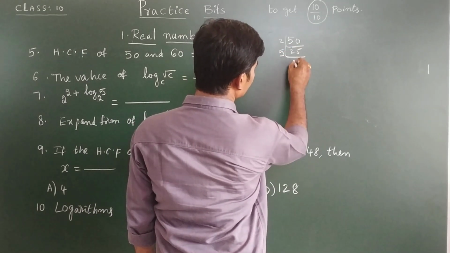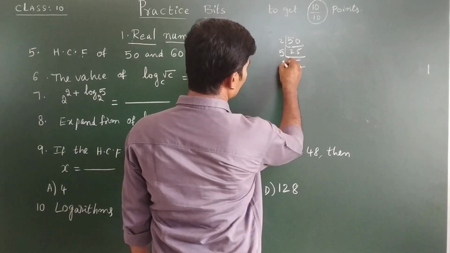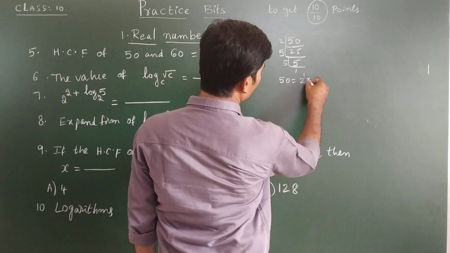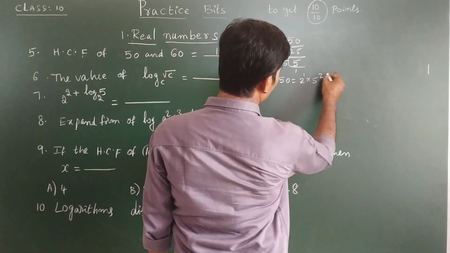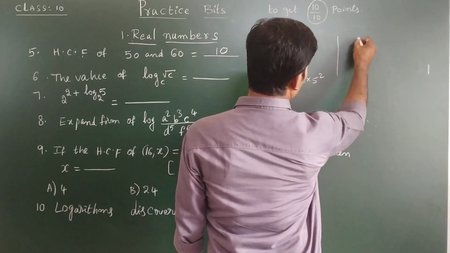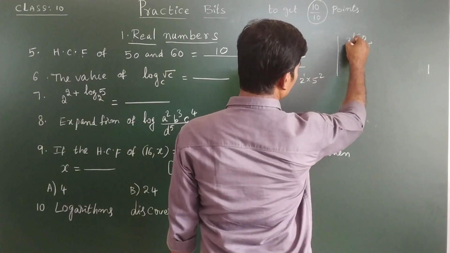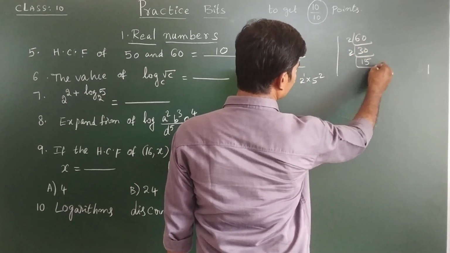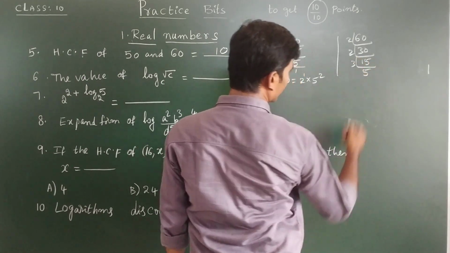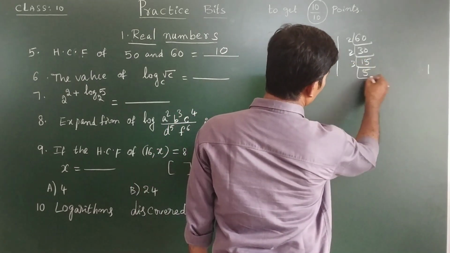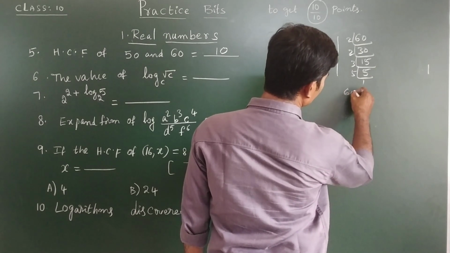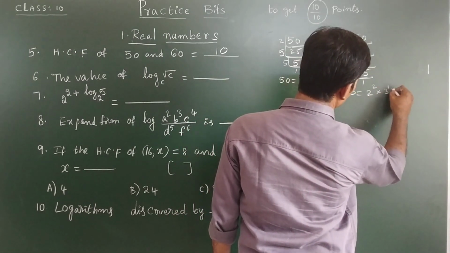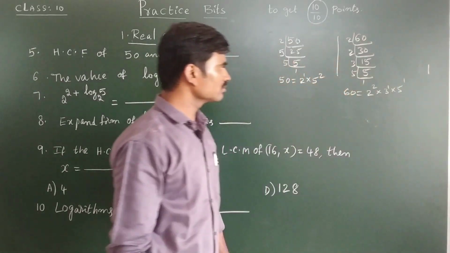5 table, 5 times; 5 table, 1 time. So 50 we can write as 2 power 1 into 5 square. 60, prime factorization method: 2 table, 30 times; 2 table, 15 times; 3 table, 5 times; 5, 1. So 60 is equal to 2 square into 3 power 1 into 5 power 1.